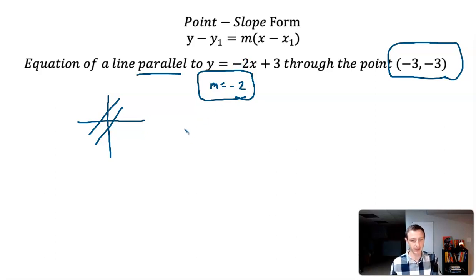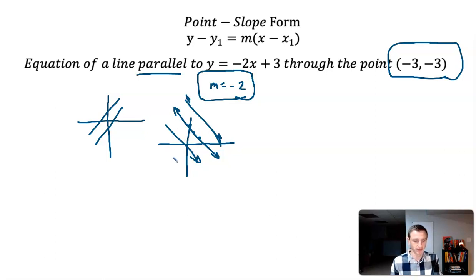So if I graphed -2x plus 3, so if we want to just graph that real quick, y-intercept of 3, slope is down 2 over 1, down 2 over 1. Here would be that line, -2x plus 3. And we want an equation that is parallel to that. So the graph is going to look like this, or something like that, where it's going the exact same direction, but just shifted somewhere else, crossing through the point -3, -3. So we really don't know where it is right now. We have to figure that out.